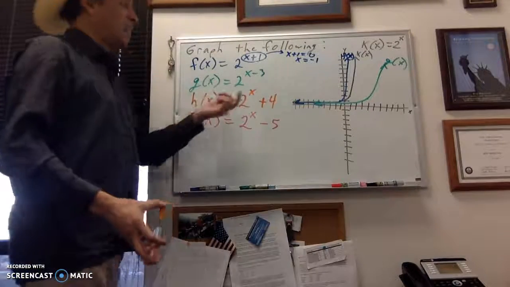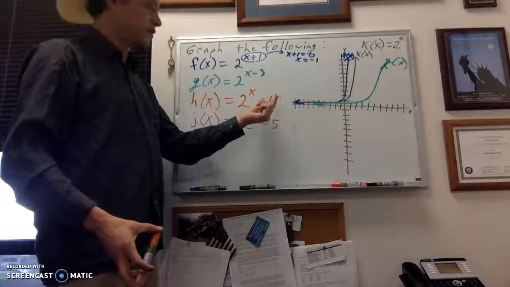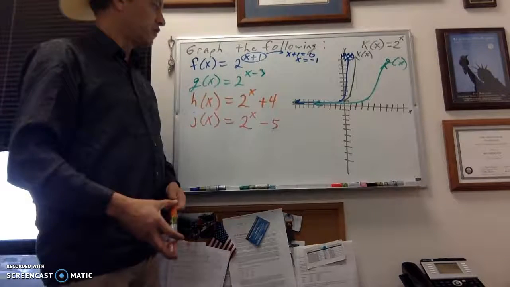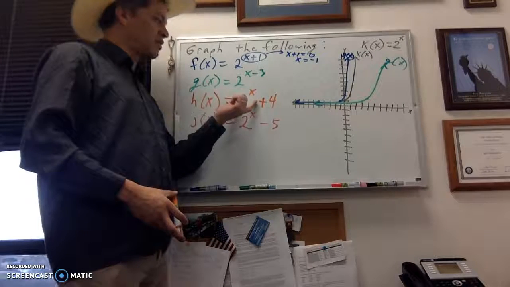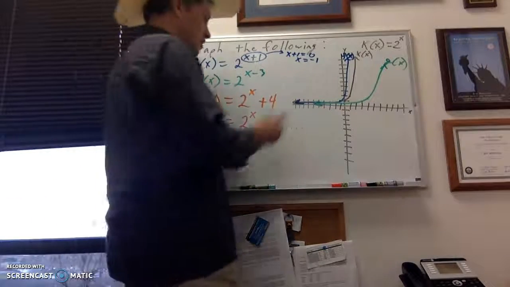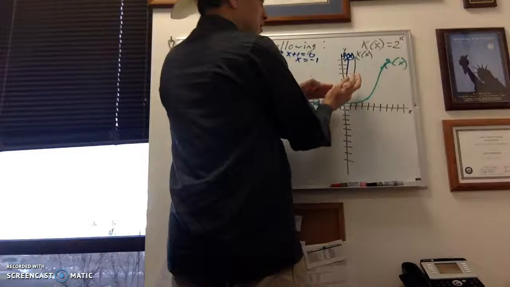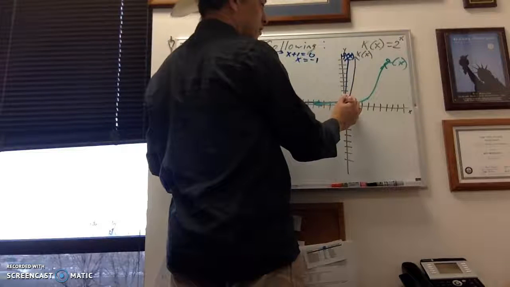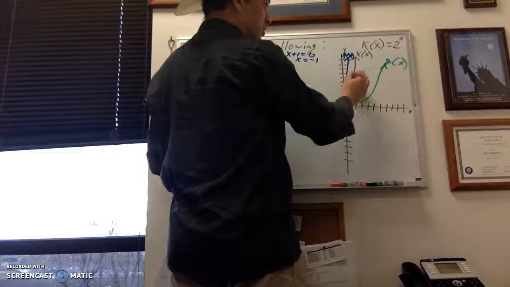Well then, what happens if I've got some action going, but it's not in the exponent, it's off to the side here? Well, if I've got a plus 4 in this case, if I've got something getting added outside of what's getting raised to the power here, it's going to raise it up. In this case, it's going to move up 4 units. So my black graph here is going to move up 4 units. So here it goes up 1, 2, 3, 4. This point also moves up 4 units.